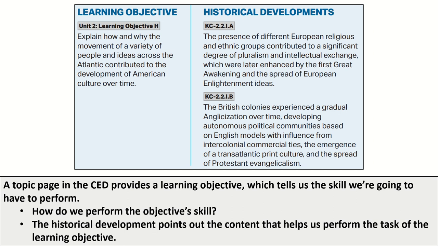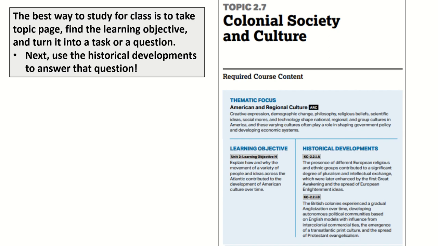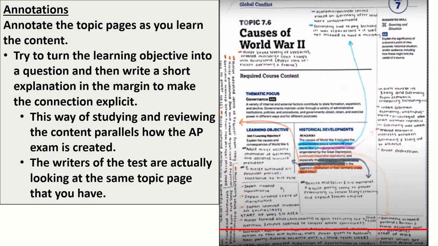And the question is, how do we perform the objective skill? Well, you've got to look to the right, and to the right, we're given historical developments. The historical development points out the content that helps us perform the task of the learning objective. So I always like to tell students the best way to study for class is to take a topic page, find the learning objective on the left, and then turn it into a task or a question, and then you use the historical developments that are over there to the right to answer that question.